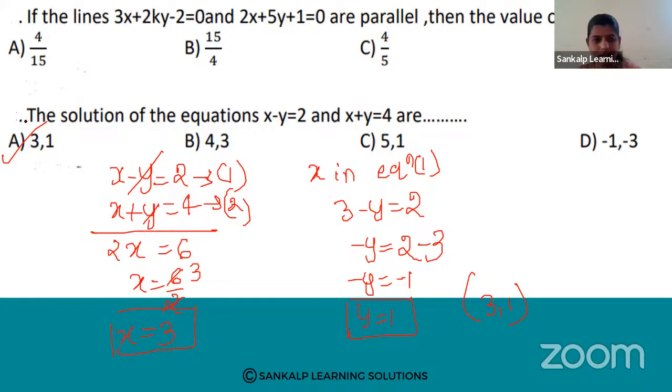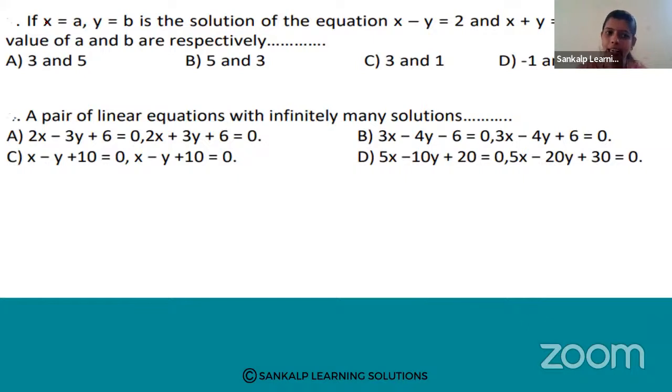Okay. Next one. If x is equal to A, y is equal to B, is the solution of the equation x minus y is equal to 2 and x plus y is equal to 4, then the value of A and B. So again it is same. The last question can be asked like this also. So if x is equal to A and y is equal to B, then x minus y is equal to 2 and x plus y is equal to 4. Then the value of A and B.